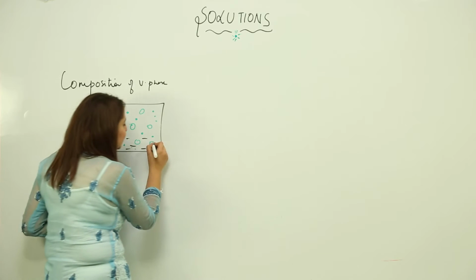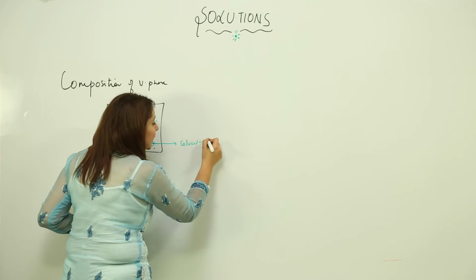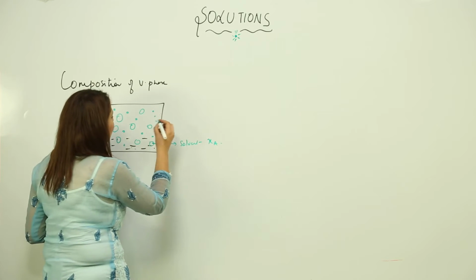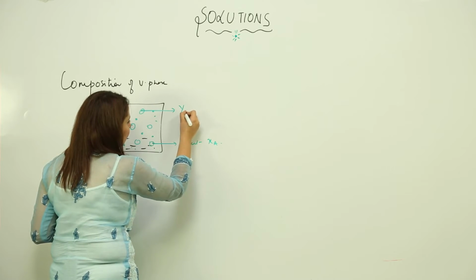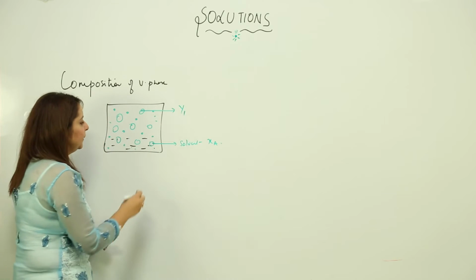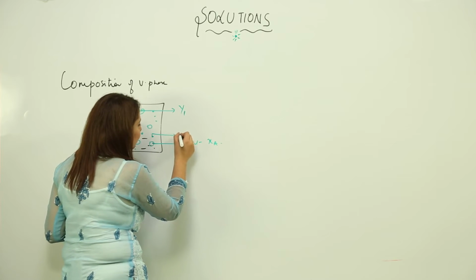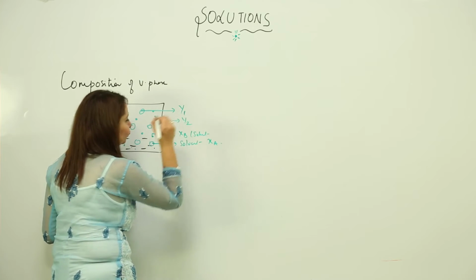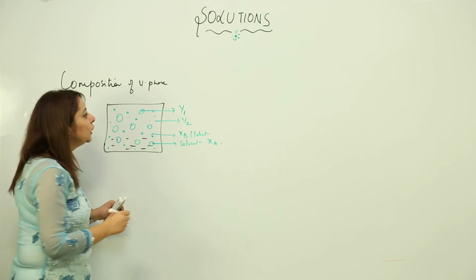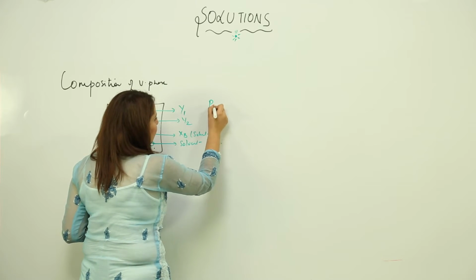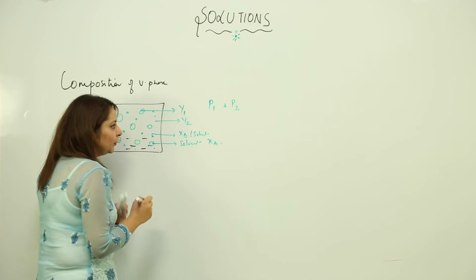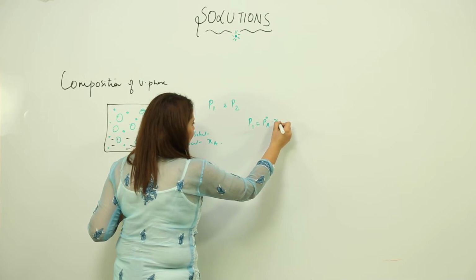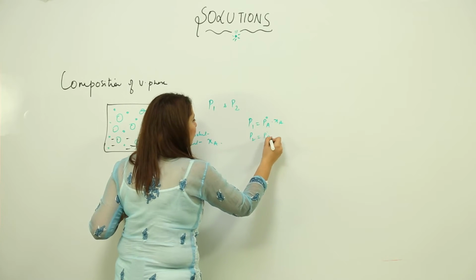Let us assume the mole fraction of the solvent in the solution is XA and in the vapor form it is Y1. Similarly, the mole fraction of the solute is XB, and in the vapor phase it is Y2. We know that they are going to exert pressure, so let us say the pressures exerted are P1 and P2. We also know that P1 is equal to P naught A into XA and P2 is equal to P naught B into XB.